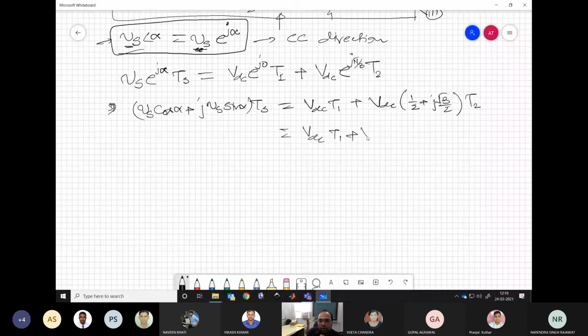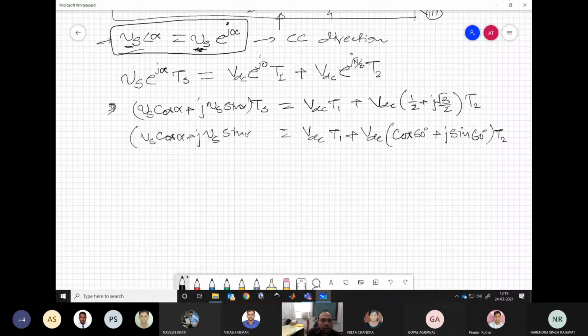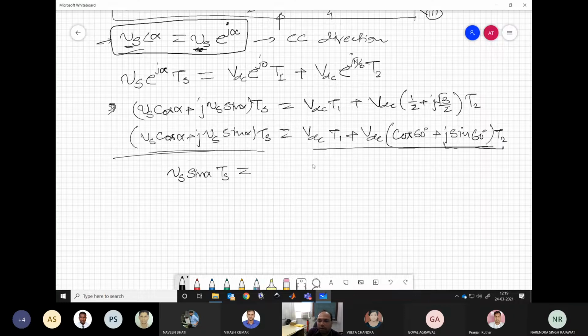So then we can write like this, VDC times cos 60 degree plus j sin 60 degree times T2. This is our Vs cos alpha plus j Vs sin alpha Ts. Now if you equate the real and imaginary terms, what we will have is Vs sin alpha Ts equal to the only imaginary term on this side, which is Vdc sin 60 T2.